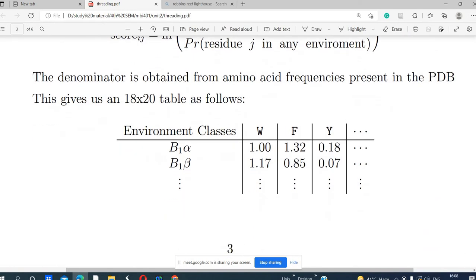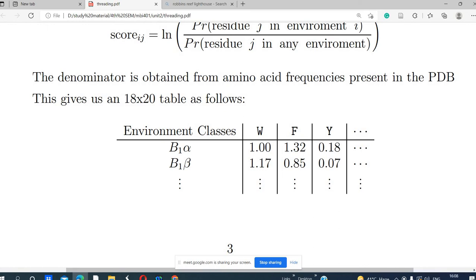So here you can say the denominator is obtained from amino acid frequencies. We'll count how many times. This is just a number, you don't need to worry. It means how many times it is present in that class, in that environment, like buried, polar. How many times does arginine appear in the polar? How many times does lysine appear in the polar?